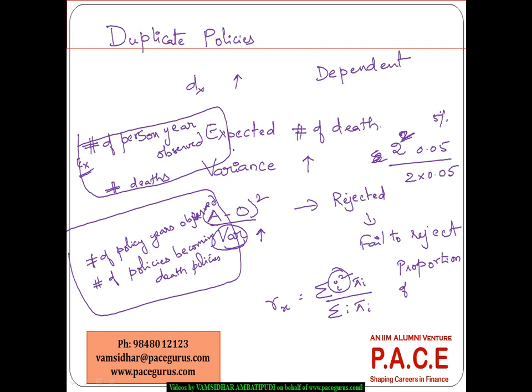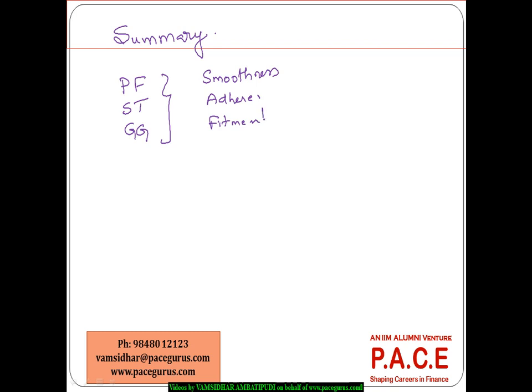So that is typically the gist of this particular session, wherein we started off, just as a summarization, with understanding the different common methods of graduation: the parametric formula, the standard table approach, and the graphical method of graduation. For all these three methods, we looked at the level of smoothness they decide, the adherence to the data, and the fitment to the objective.